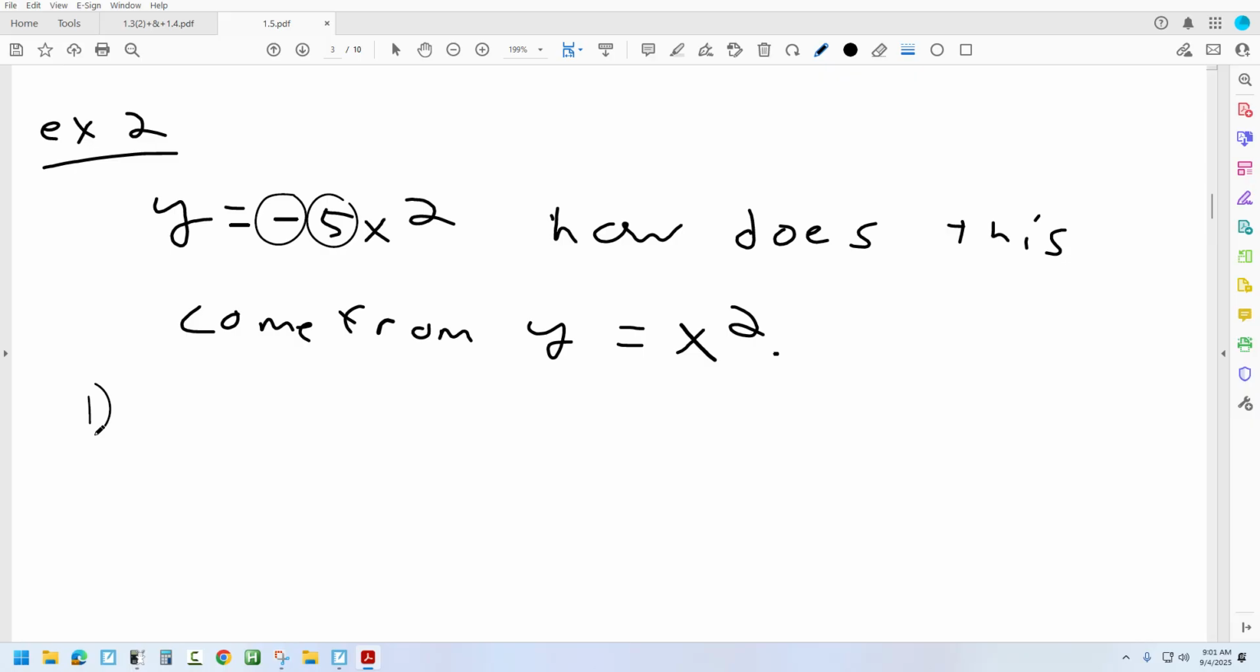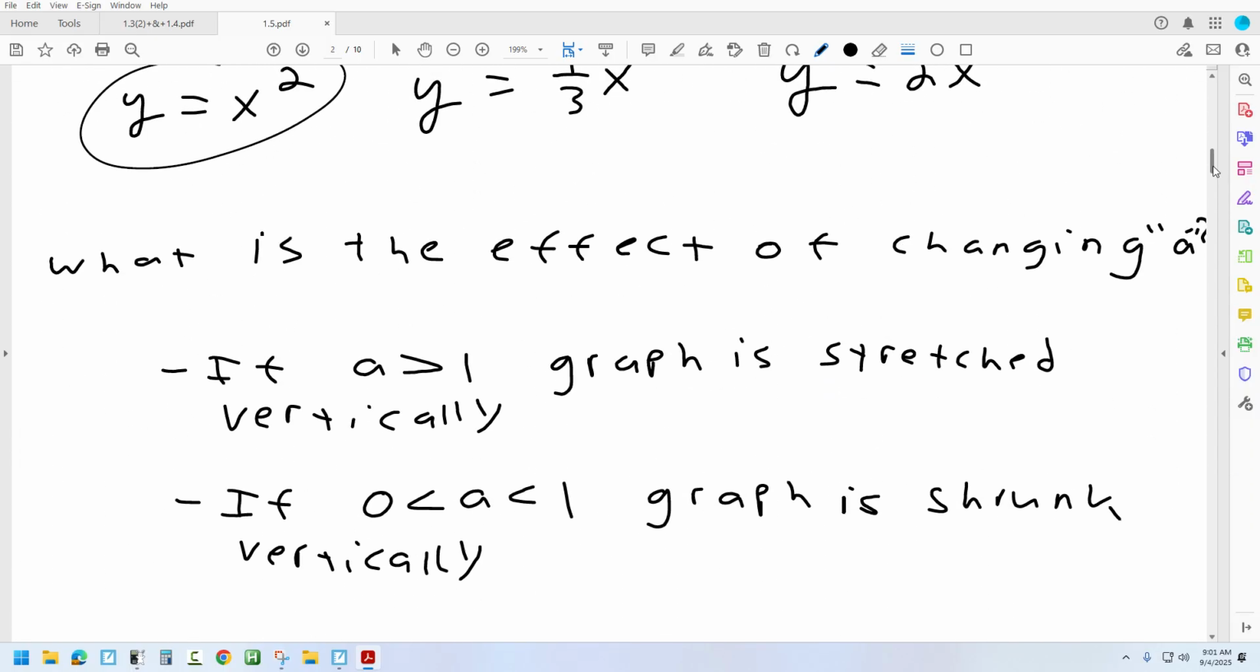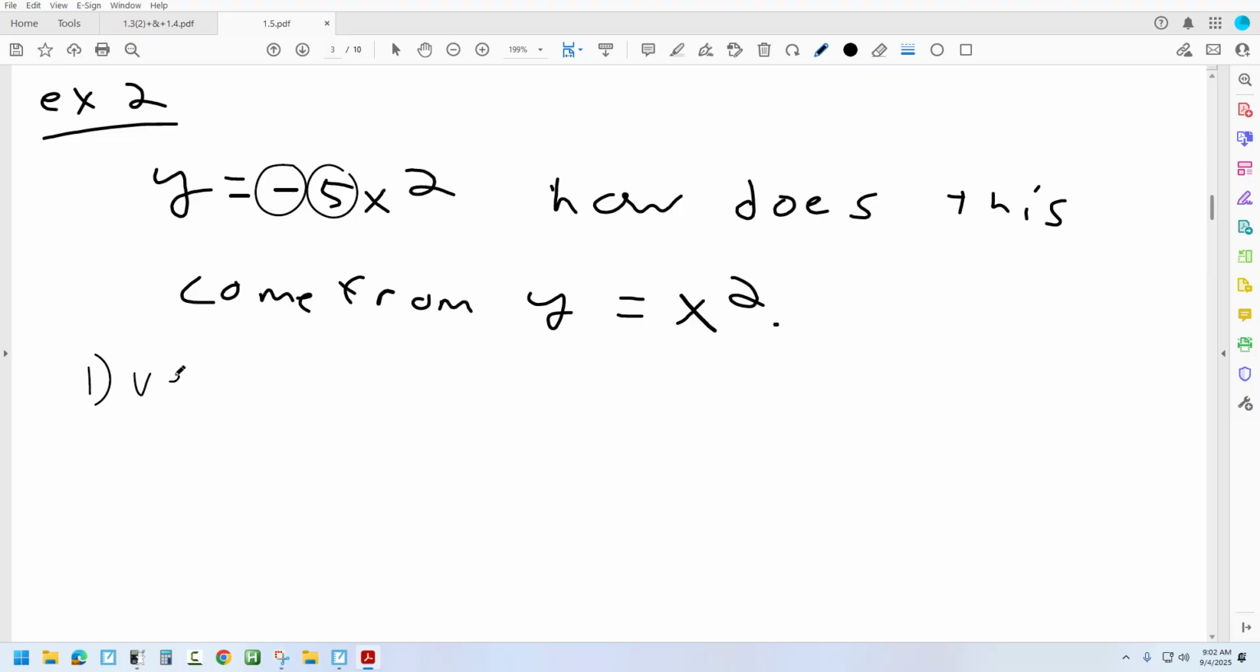So if we go back, look at our notes. Which case does the 5 fall into? Is it case 1 or case 2? Yep, Vanessa. That's case 1. The graph is stretched vertically. So the way that we're going to describe it is like this. I'm going to say the first step to transform this graph into that graph is to do a vertical stretch by a factor of 5.